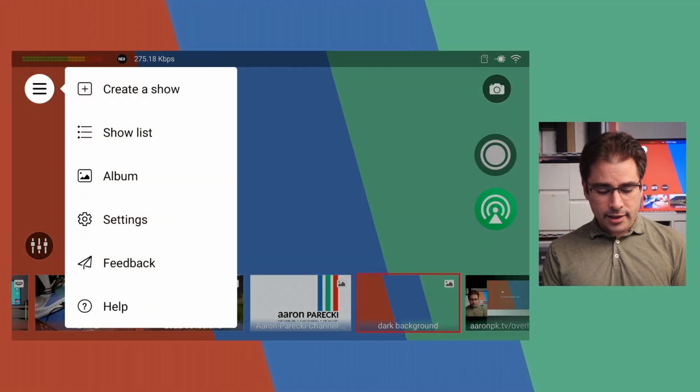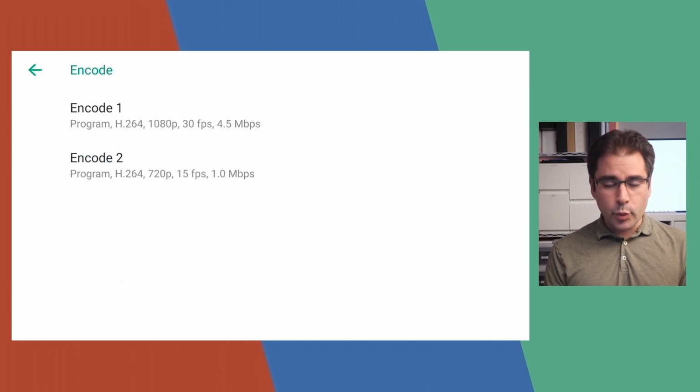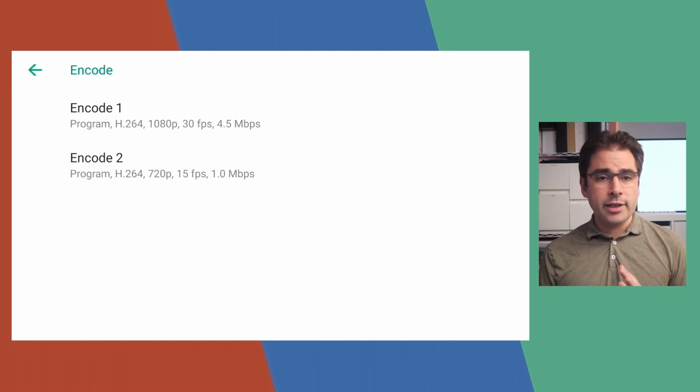There's some other really important new settings in the encode section. So if I go over here and go to the settings, this is where in the encoder section, this is where I would set up which things I want to encode, which can be either streaming or recording. There are two encoders in the Director Mini, so you can actually encode two different things at different bit rates or record a high bit rate and stream a low bit rate.